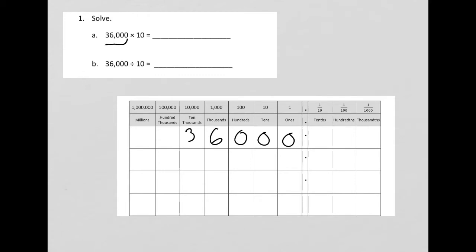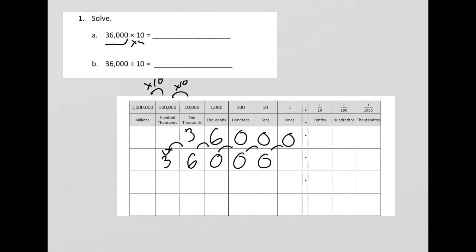Now we're timesing, so we're going to move to the left because we're making a bigger number, and we're timesing by 10. So we're going to move 1 column, because remember that each of these is worth a times 10 each time we jump. So timesing by 10, we're going to move 1 over. So the 3 in the 10,000s becomes a 3 in the 100,000s. And we're going to move each of our numbers over.